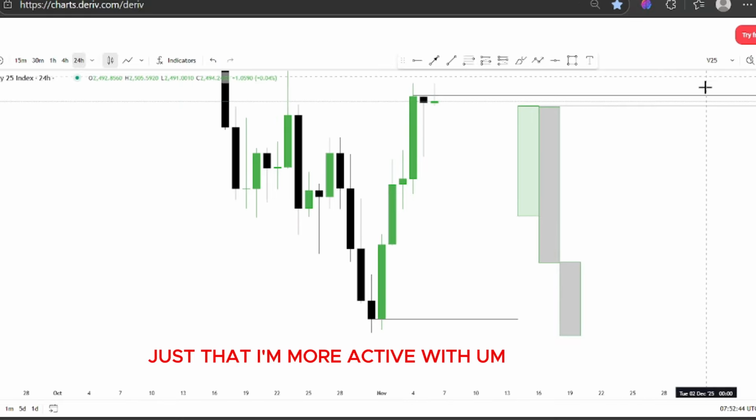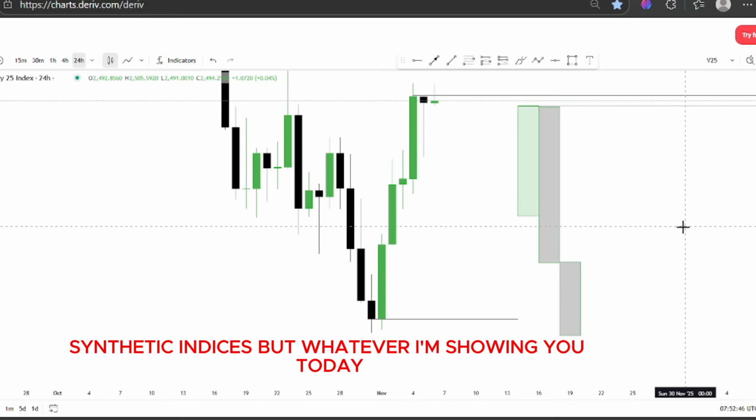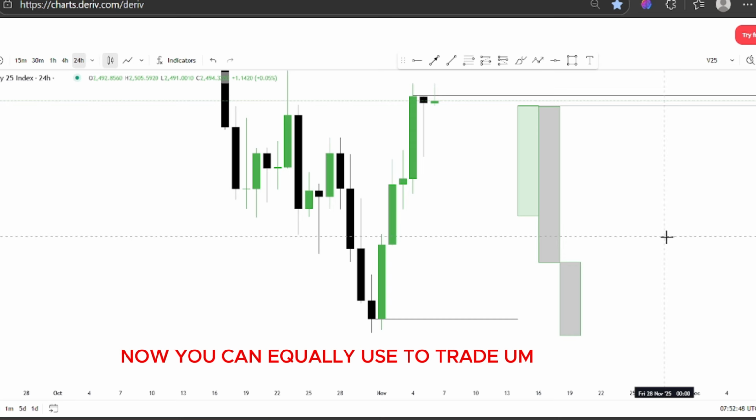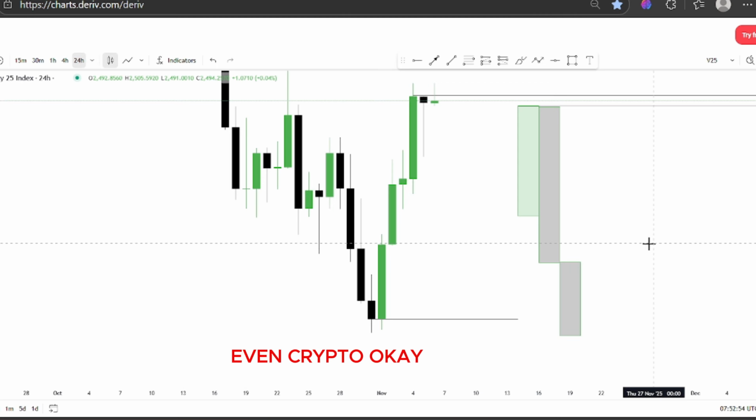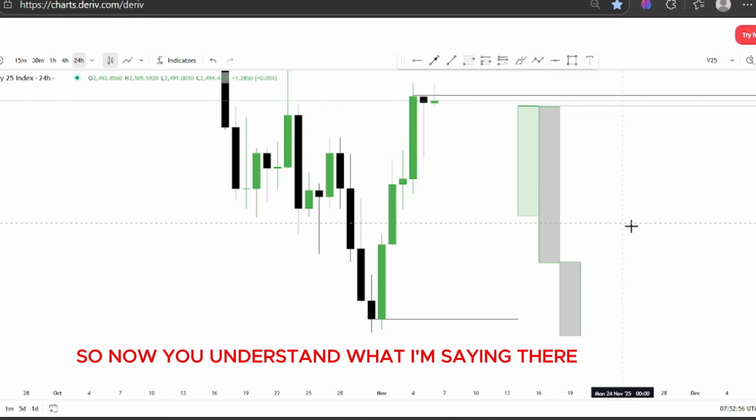Just that I'm more active with synthetic indices. But whatever I'm showing you today, you can equally use it to trade currency and synthetic indices, even crypto. Okay, so now you understand what I'm saying there.